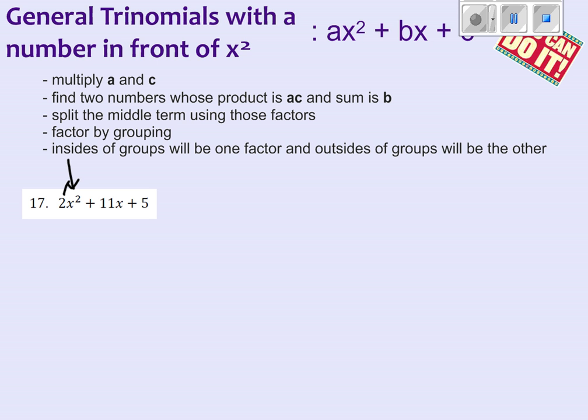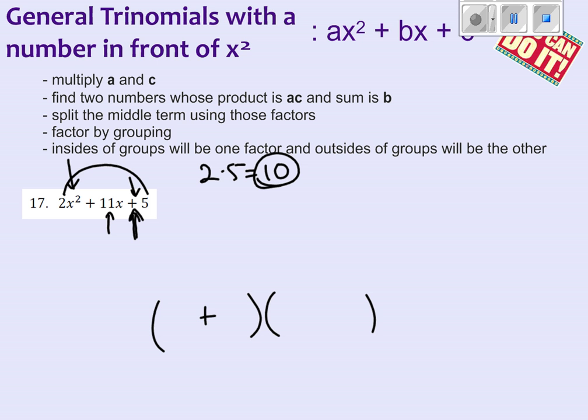First off, take first times last. So take 2 times 5, and that gives me 10. I want factors of 10 that now add up, I'm still keeping with this sign, to 11. All right? Now, my rules don't change here. That's plus, that's addition. That means my answer is going to both be addition.